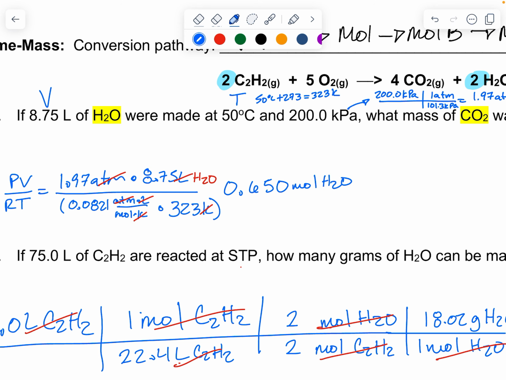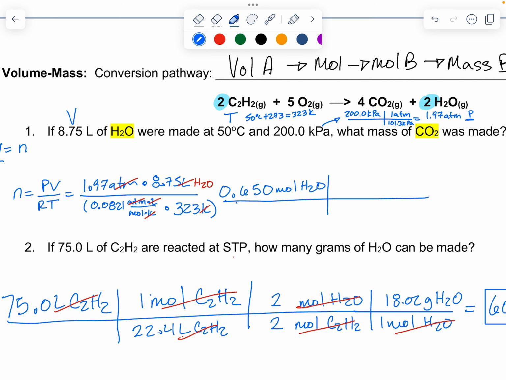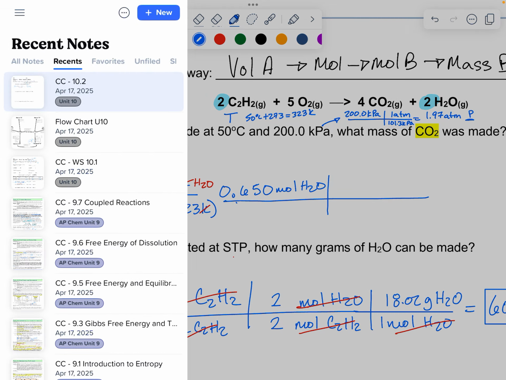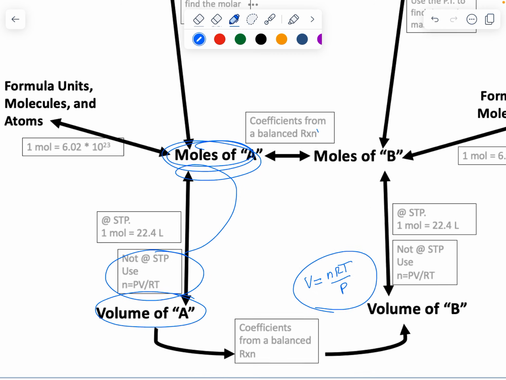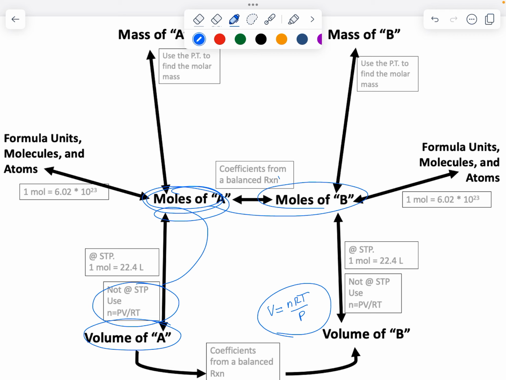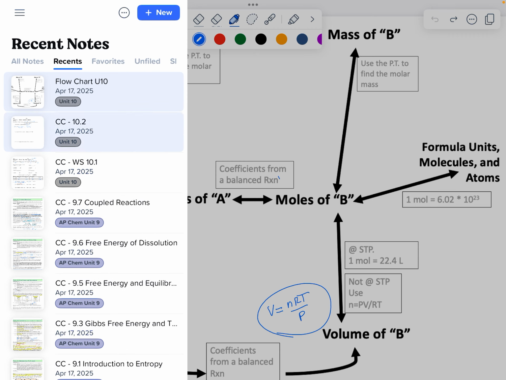And at this point in time, I'm going to go ahead and draw my fence and rail right off of that, because at this point we've gone from volume using PV equals nRT. Now I've solved for moles. I just have two steps. I'm going to go from moles to moles and then moles to mass. So two steps left, just a fence and a rail question.